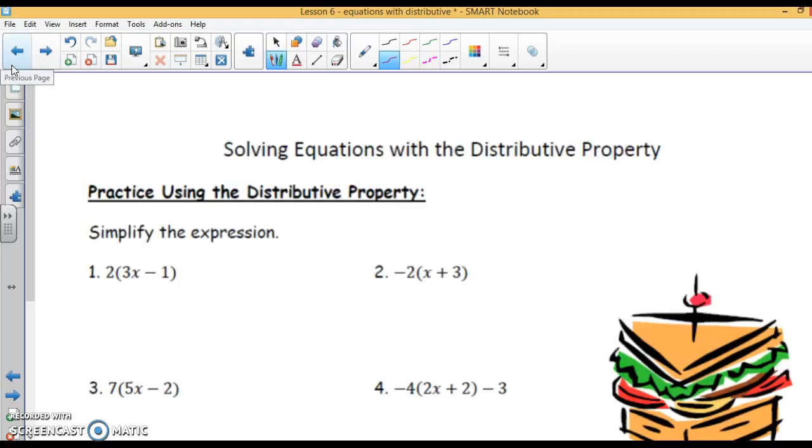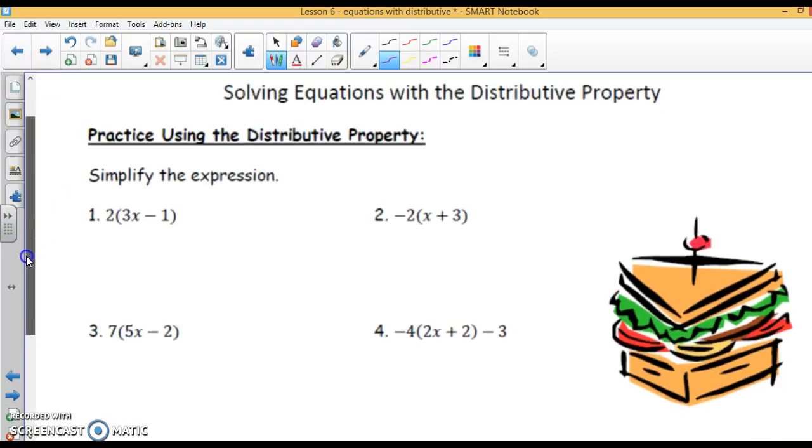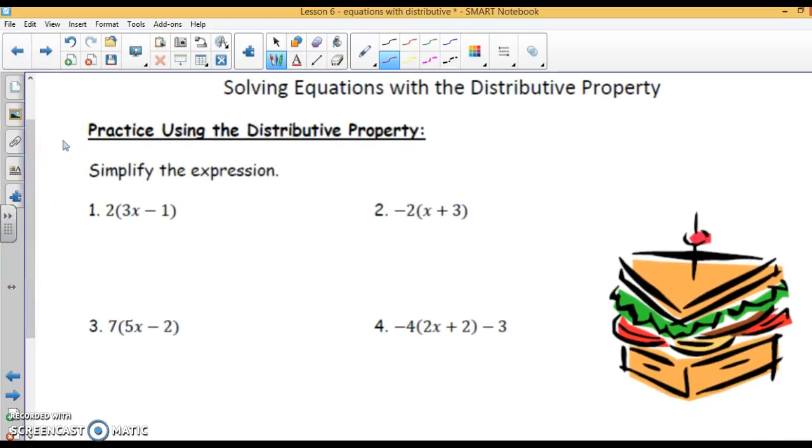All right, we're on page 9 in your notes. Pause the video, do these 4 problems for a warm-up. All right, this is reviewing the distributive property. When I distribute a 2 here, I'll have 6x minus 2. Because remember, 2 times 3x is 6x. Positive 2 times negative 1 is negative 2.